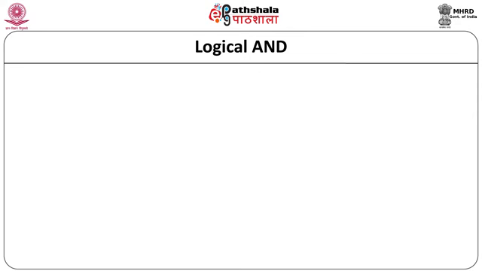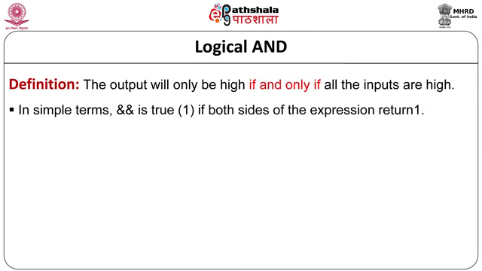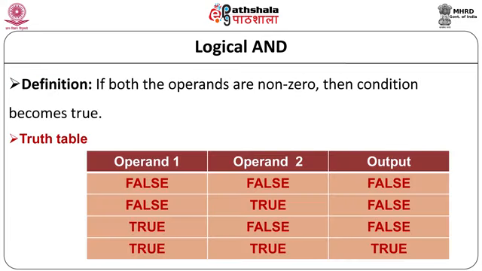Let us see logical AND operator. What is definition of logical AND? The output will only be high if and only if all inputs are high. In simple term, double ampersand is used as a symbol. Logical AND is true if both sides of expression return 1, means when both conditions are true, then output of AND gate is true. Now, this is truth table of logical AND operator.